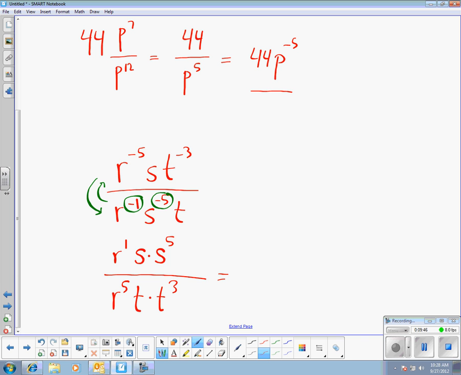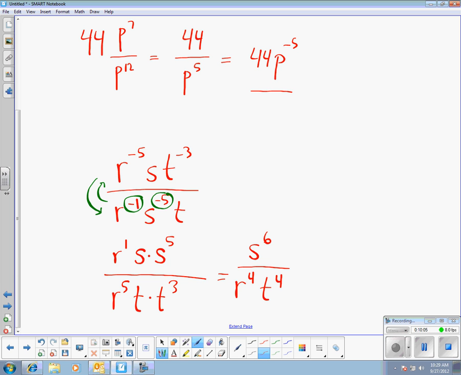Looks like I'm going to have 6 s's on top. I had 1 r on top, but I have 5 on the bottom. So I cancel 1 top and bottom, and I'm left with 4 on the bottom. And I've got 4 t's as well on the bottom.